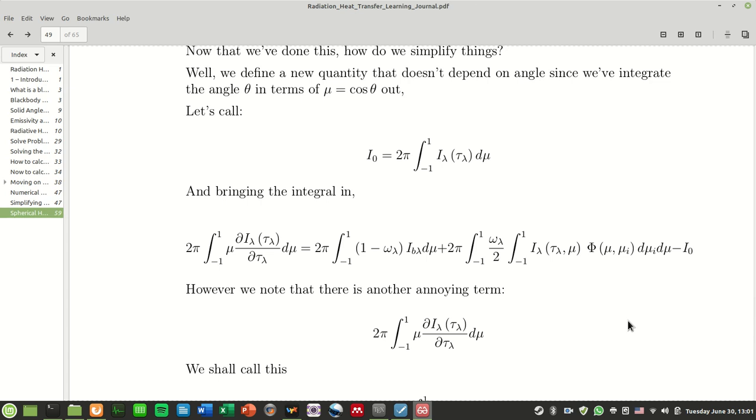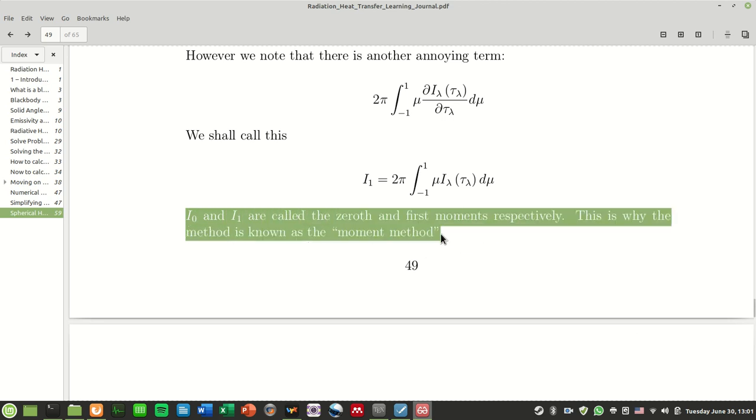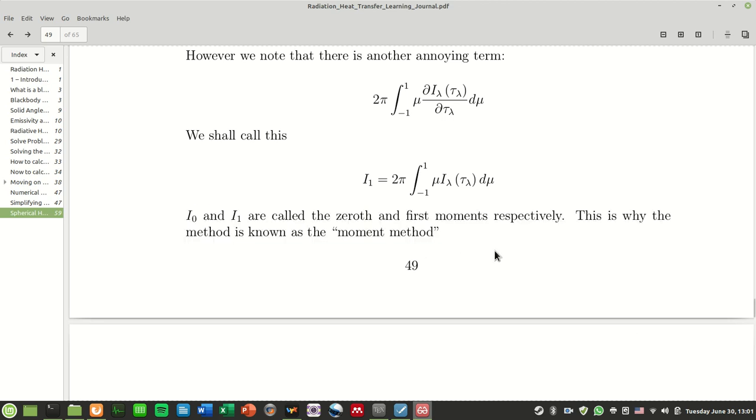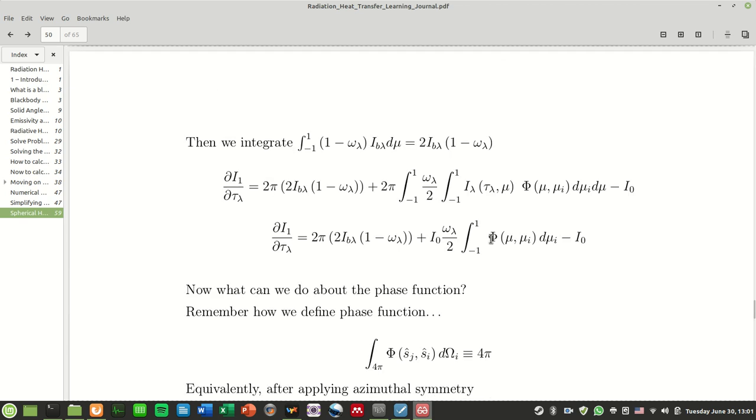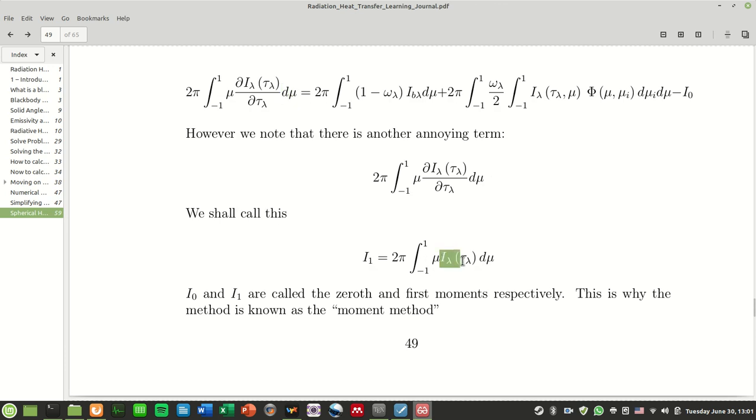So we are doing our radiation heat transfer learning journal again, and we left off at the moment method. We talked about the zeroth and first moment respectively, and talked about the moment method. And so we were saying, how can we simplify this equation? So we have this term over here, which is annoying. So we want to define some other form of moment such that we can simplify this term here.